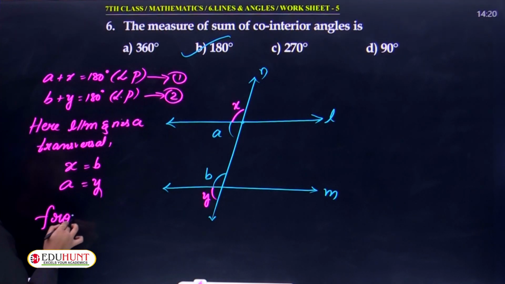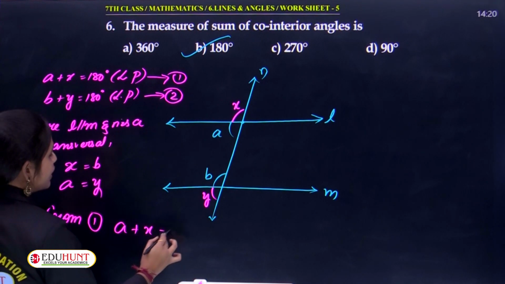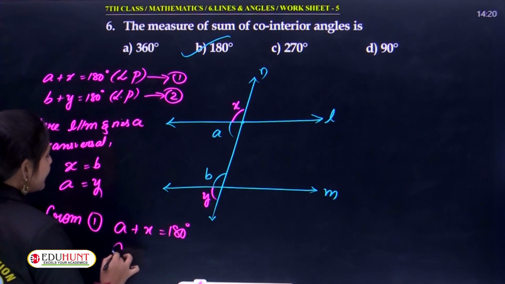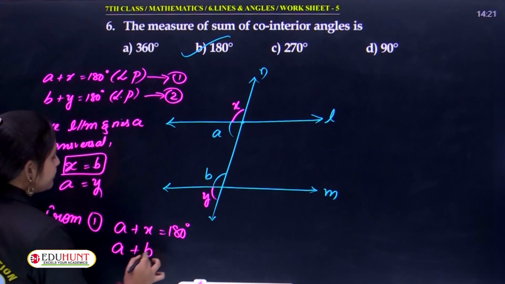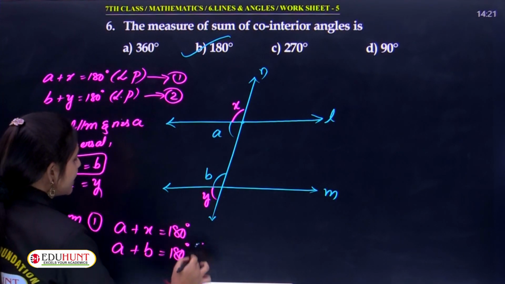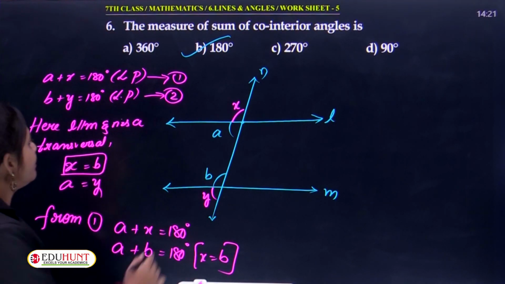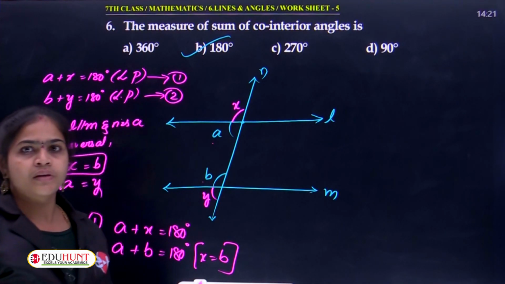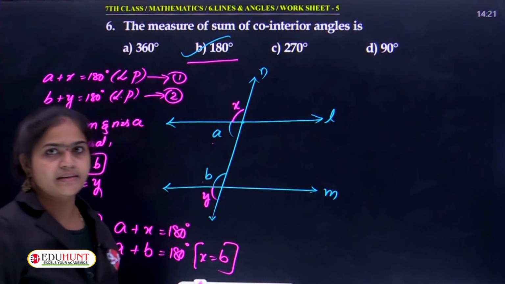From equation 1, I am taking A plus X is equal to 180 degrees. Then A plus B is equal to 180 degrees. Why? Because X is equal to B. Now here A and B are co-interior angles only, no? Now the sum of co-interior angles is equal to 180 degrees.